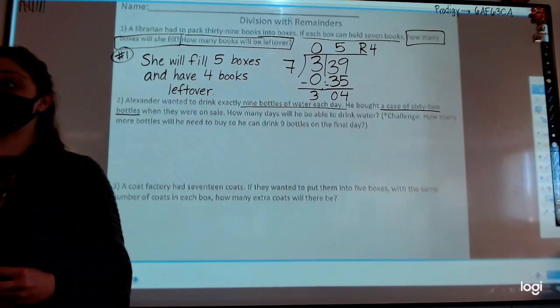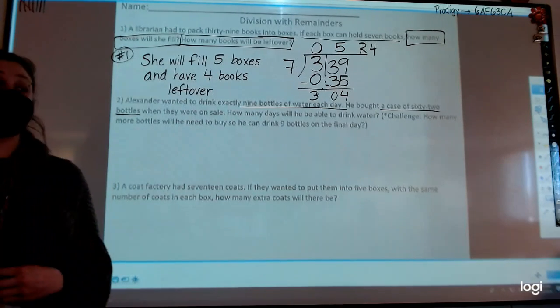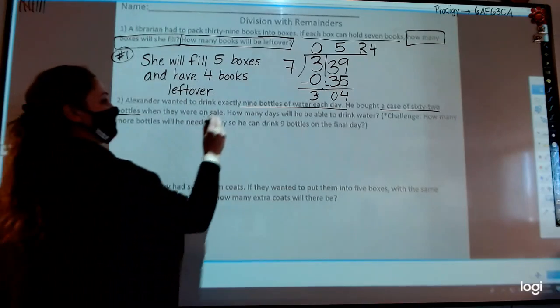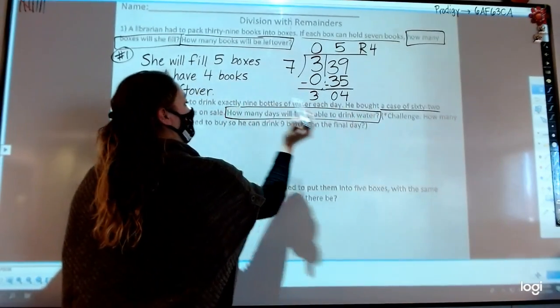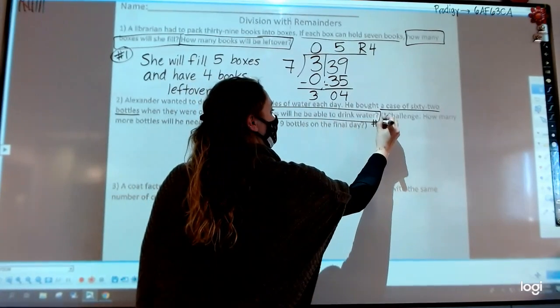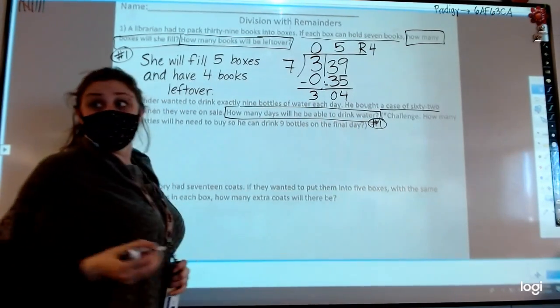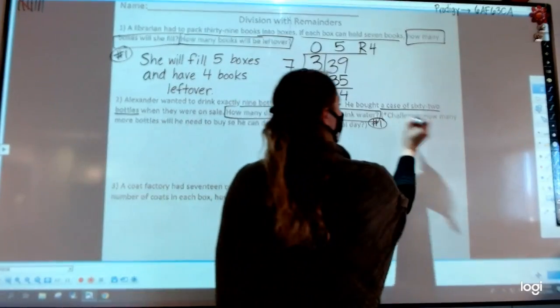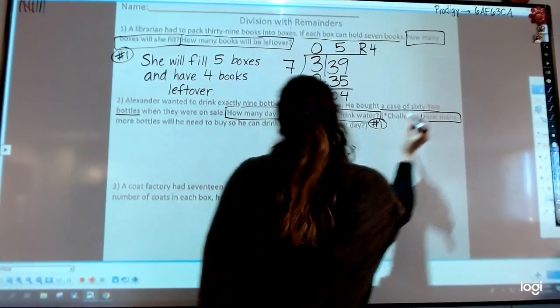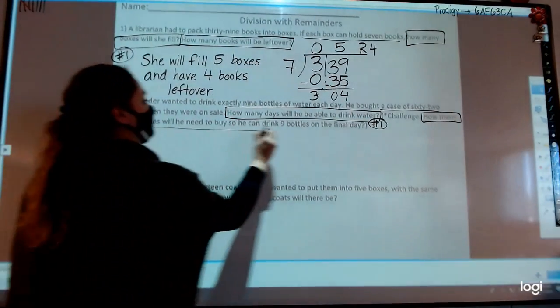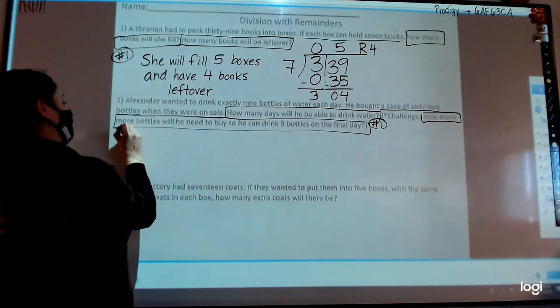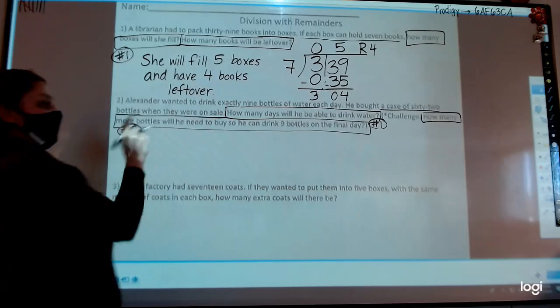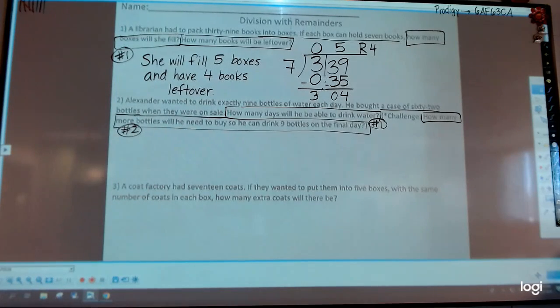What is our question? Hayden? How many days will he be able to drink water? Okay, so this is question number 1, right? And then we have another question. After we figure that out, we need to know how many more bottles will he need so he can drink 9 bottles on his final day? That's question number 2. When I mark it like that, number 1, number 2, it reminds me not to miss part of it. Okay, it might help you too.